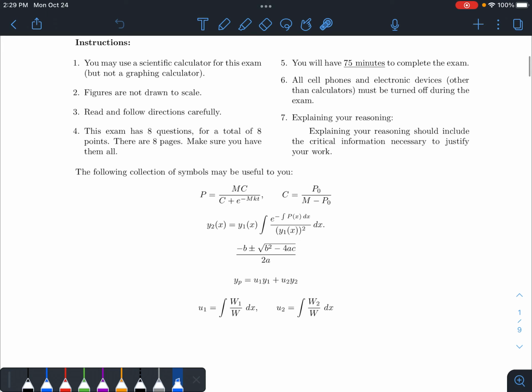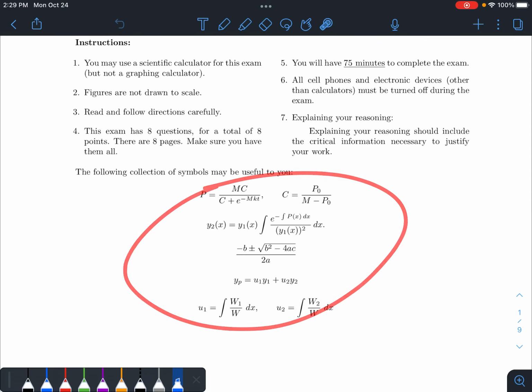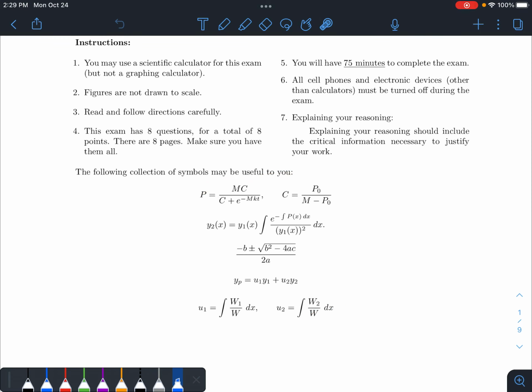Okay, I included a bunch of formulas on the practice exam, and these are the formulas that you're going to see on the exam on Thursday as well. I'm not including what each of these formulas is used for, but you should be able to recognize this right here. This is the reduction of order formula.